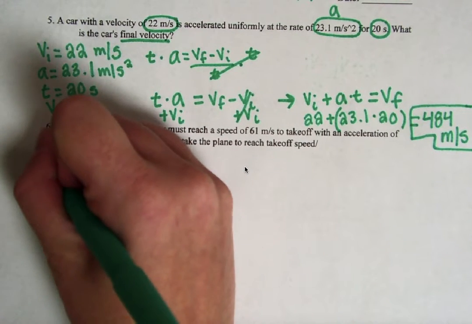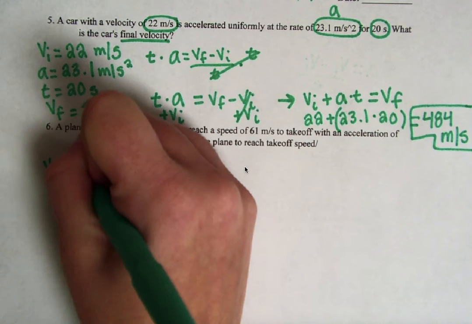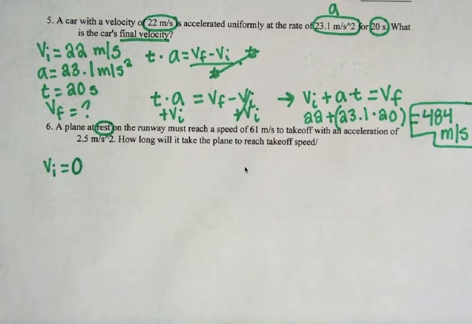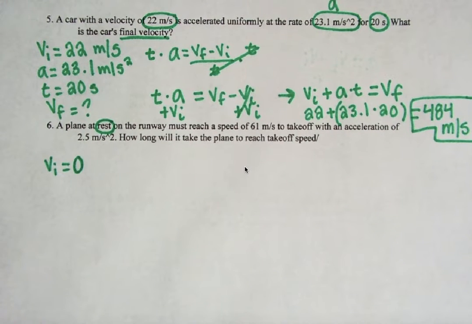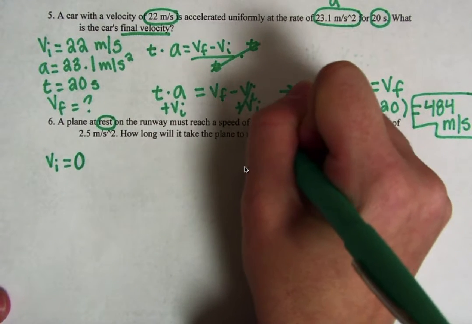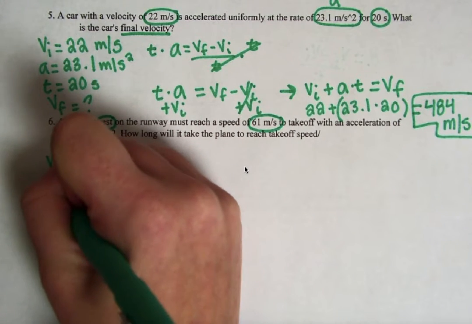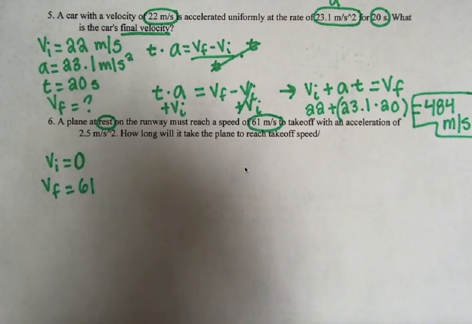So we could go ahead and label that as our VI. So our initial or starting speed is 0 because we're not moving in the beginning. It says it must reach a speed of 61 meters per second. So we're going from 0 to 61 meters per second. And remember, if there's no square on the seconds, that's a type of velocity. So our VF is going to just be 61.